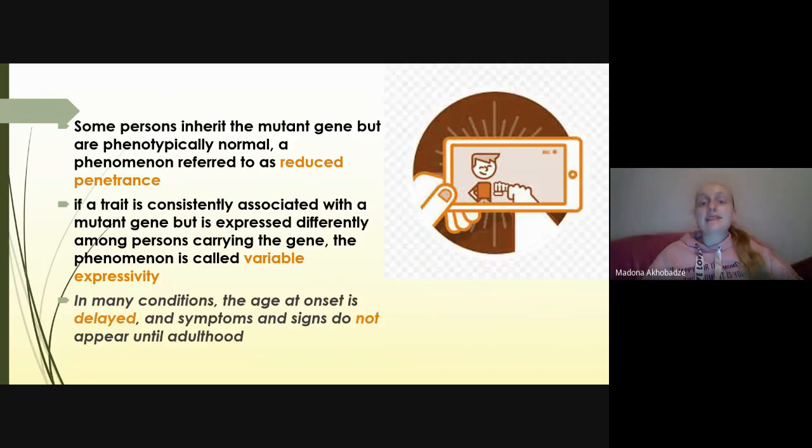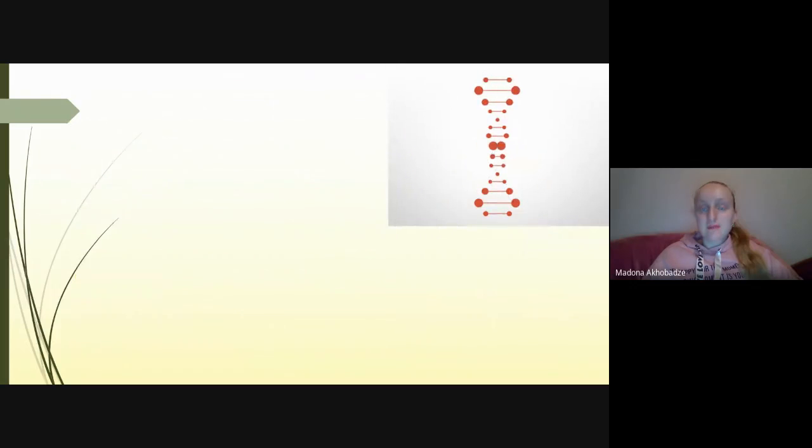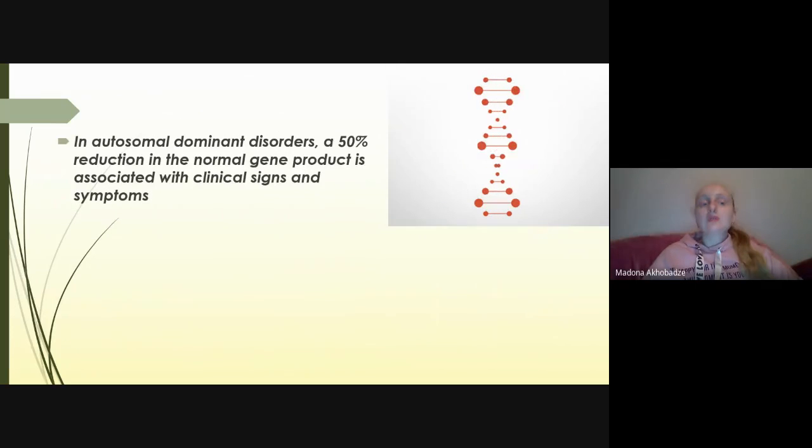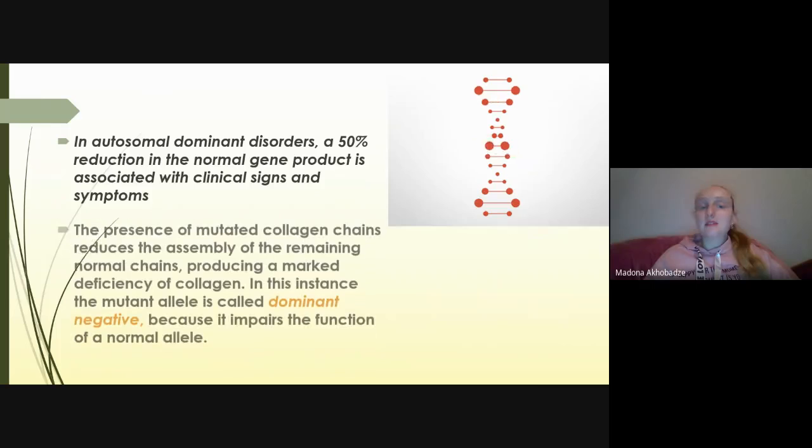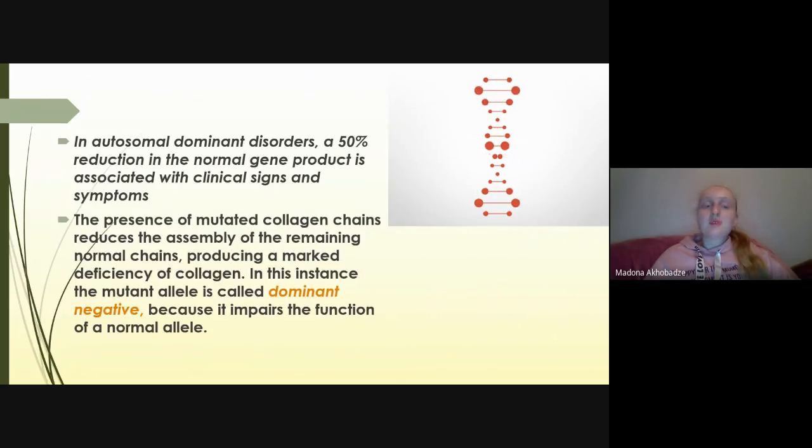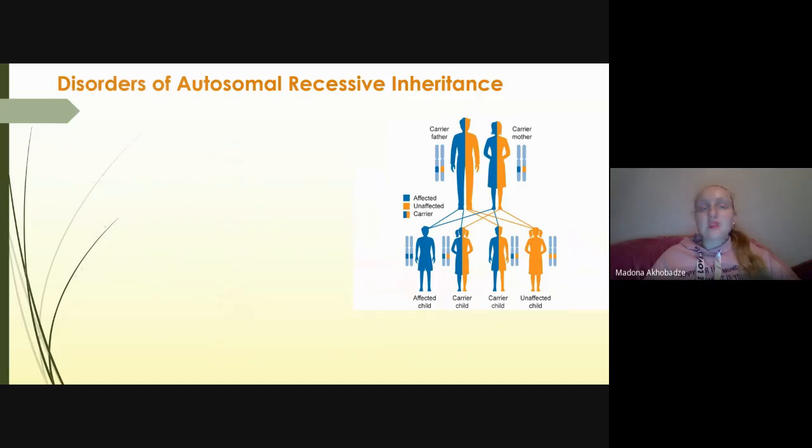appear until adulthood. Okay, so in autosomal dominant disorders, a 50% reduction in the normal gene product is associated with the clinical signs and symptoms, and the presence of mutated collagen chains reduces the assembly of the remaining normal chains, producing a marked deficiency of collagen. In these instances, it is dominant negative. Okay, just forget it.